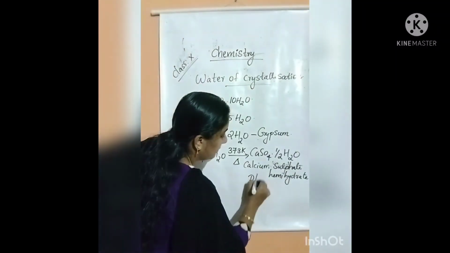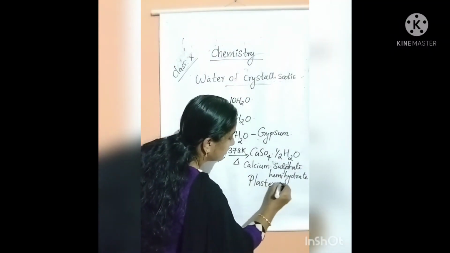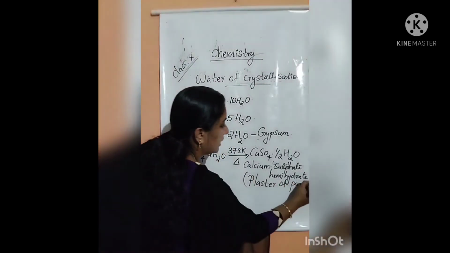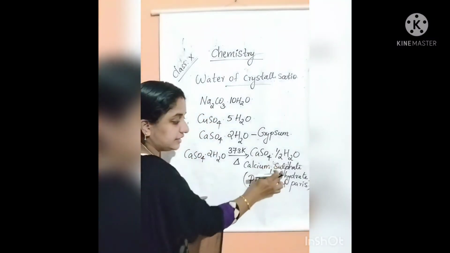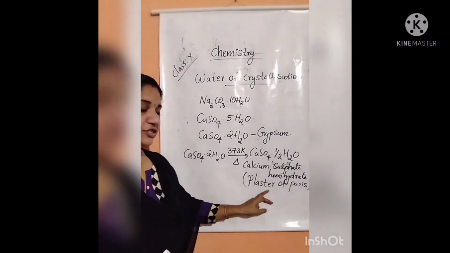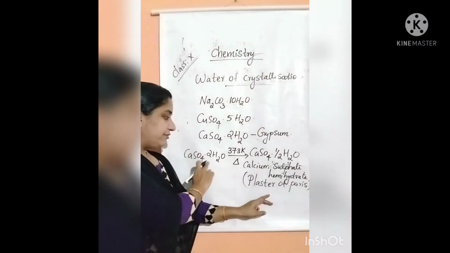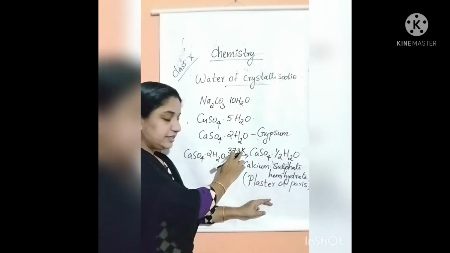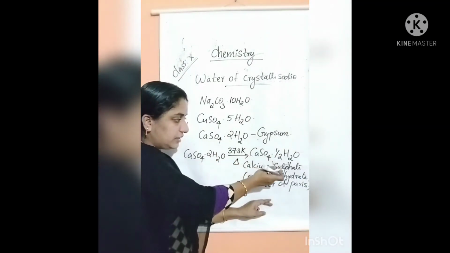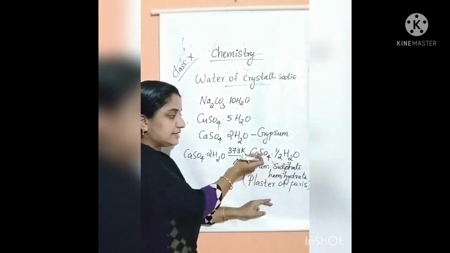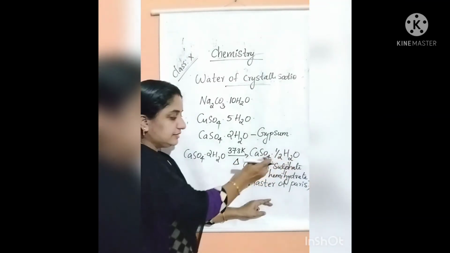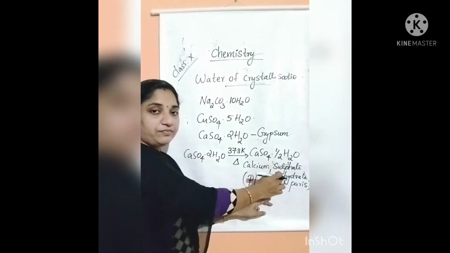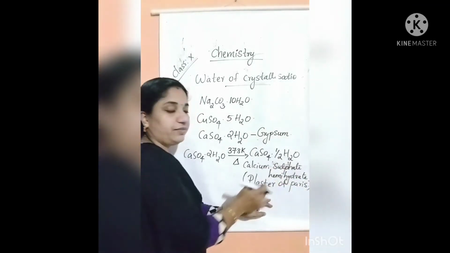It is known as plaster of Paris. Calcium sulfate hemihydrate is known as plaster of Paris. Calcium sulfate 2H2O is gypsum. When we heat gypsum at 373 Kelvin, it loses water molecules and turns into CaSO4 half H2O, that is calcium sulfate hemihydrate, known as plaster of Paris.